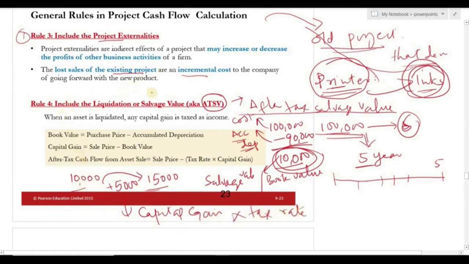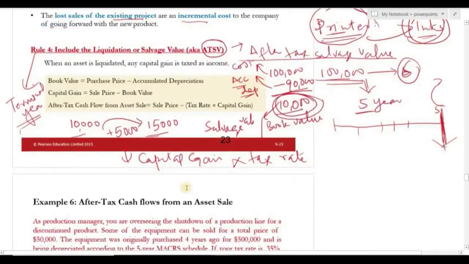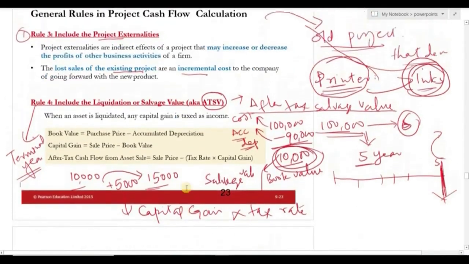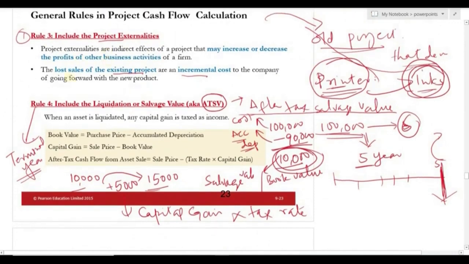So we have to include the liquidation. Normally at the end of the year, we adjust this. This is the adjustment in the terminal year, right? So this is the adjustment for the terminal year if the project is new. But what if the project is... okay, I will explain it in a later part.